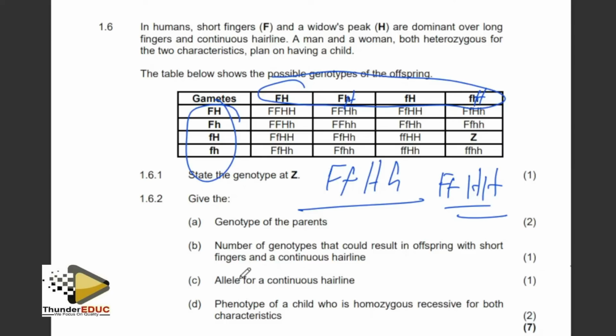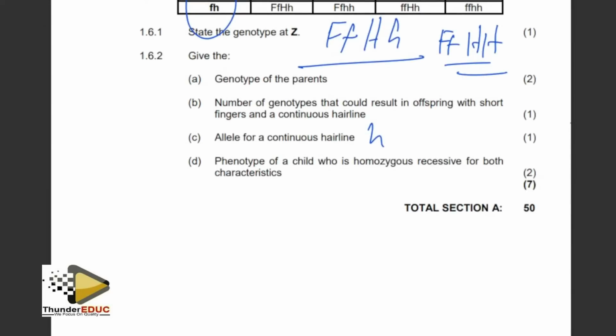So there are 3. And then the allele for continuous hairline, allele, not genotype. So it's going to be small h. The genotype of the child that is heterozygous recessive for both alleles, so it is this one, which is small f. Yes.